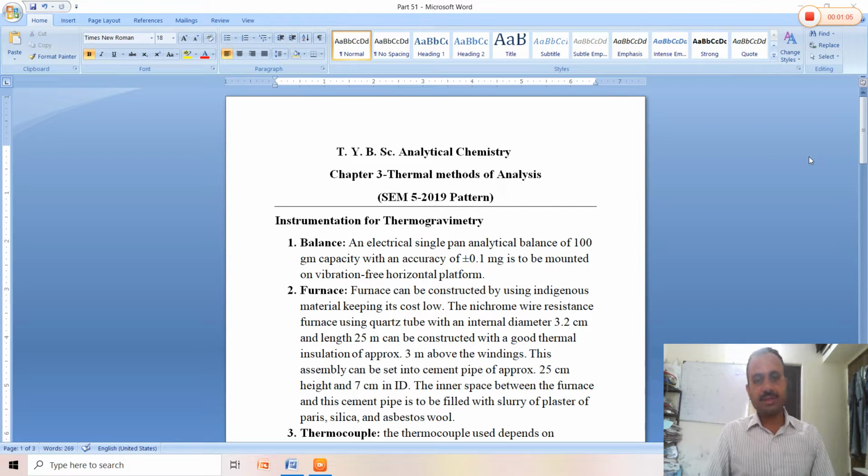Now the first is balance. An electrical single pan analytical balance of 100 gram capacity with an accuracy of plus minus 0.1 milligram is to be mounted on a vibration free horizontal platform.